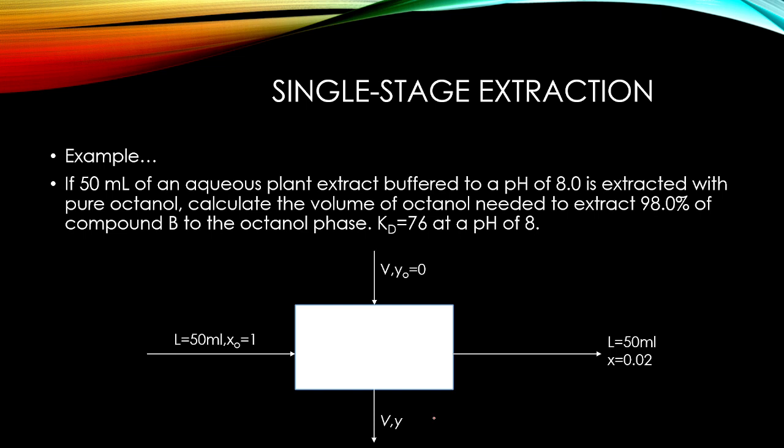Here we've been told that we have 50 ml of an aqueous plant extract buffered to a pH of 8 and it's extracted with pure octanol. We want to calculate the volume of octanol needed to extract 98% of the compound into the octanol phase. We've been given our partition coefficient at that pH. Now, one thing to do is to determine what our solvents and what our carrier streams are going to be, right?